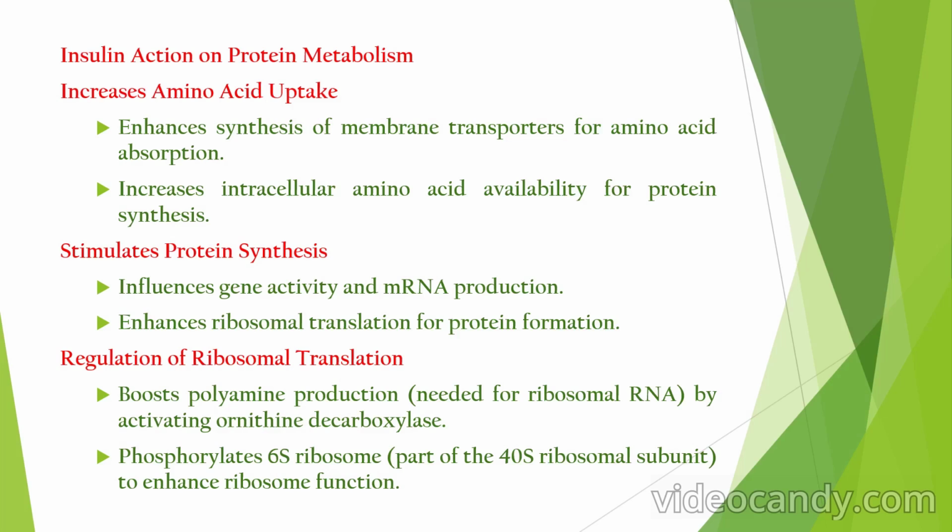Ribosomal translation is regulated in two ways. Insulin increases the production of polyamines, which are needed for making ribosomal RNA, by boosting the key enzyme ornithine decarboxylase. Insulin also affects ribosome activity by adding phosphate groups to the 6S ribosomal protein, a part of the 40S subunit.